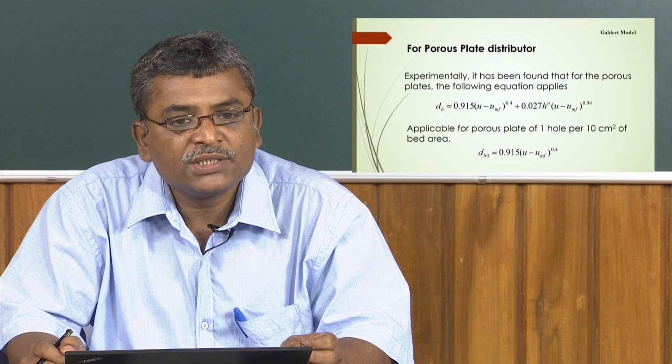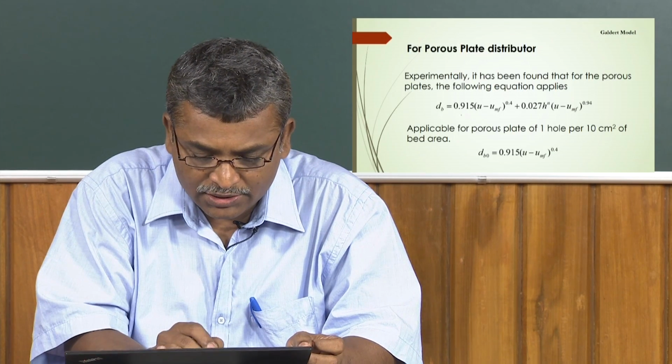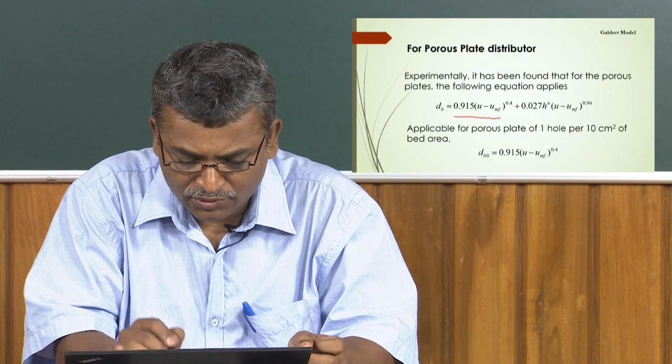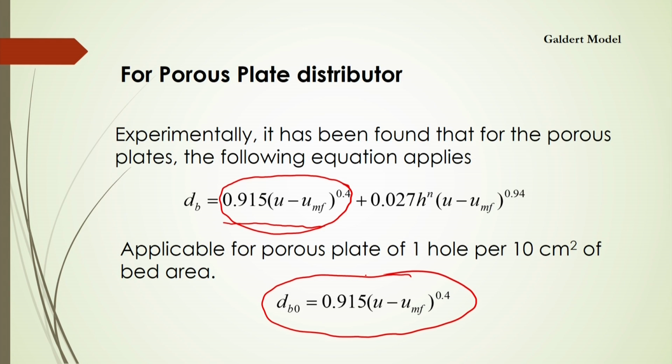It is seen that for a porous plate distributor, dB will be equal to 0.915 into (u minus u_mf) to the power 0.4. What does it mean? This portion is the initial bubble diameter. So, this initial bubble diameter denoted by dB0 is a function of the relative velocity of the gas compared to the minimum fluidization velocity, and it also depends on the factor h, that is, at a certain height. The coefficient for m here is 0.94. And if you change n to 1, then of course there will be a bubble diameter at a height h, with n varying depending on the physical properties of the system.